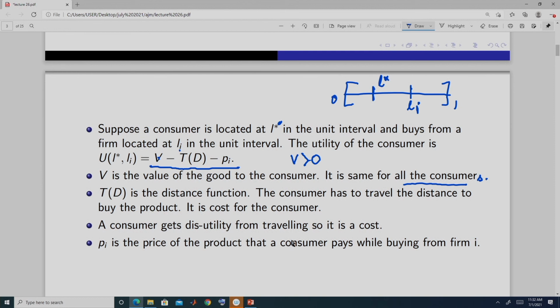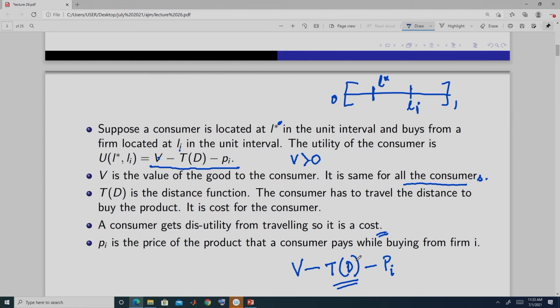Since the consumer gets disutility from traveling, it is taken as a cost. So this V is what I get from consuming the good, the maximum amount that I am willing to pay, minus this. This D is the distance that a consumer has to travel, and this is given by a function. This is the traveling cost, minus the price of the good set by farm i, that is P i. Okay, so this is the utility.